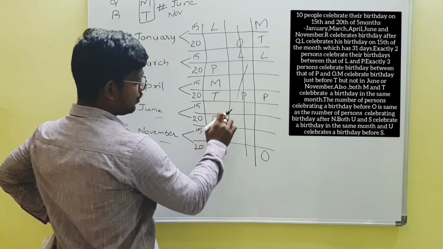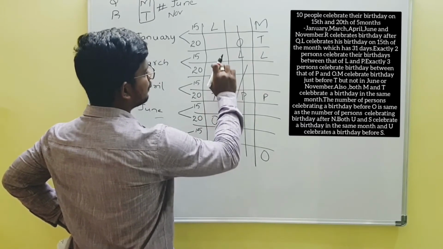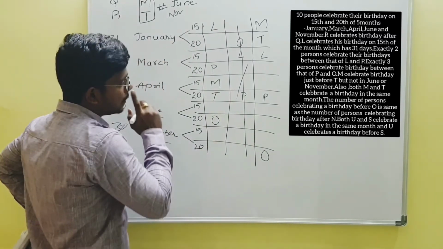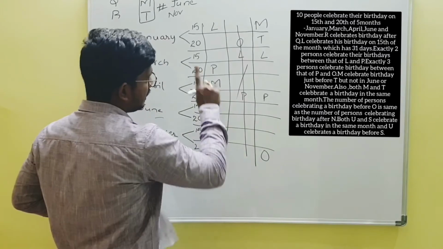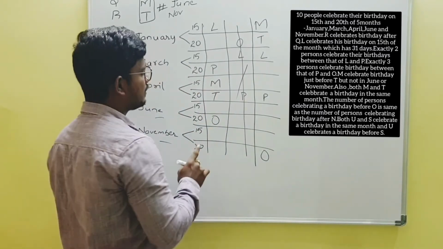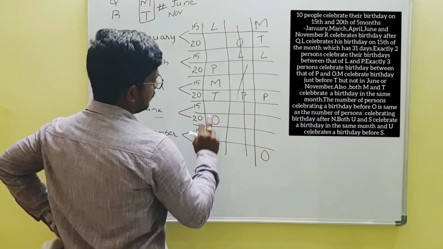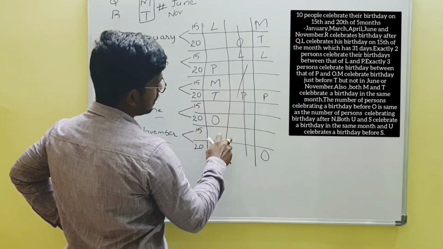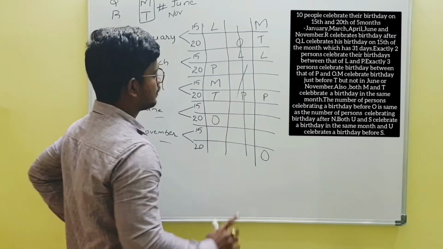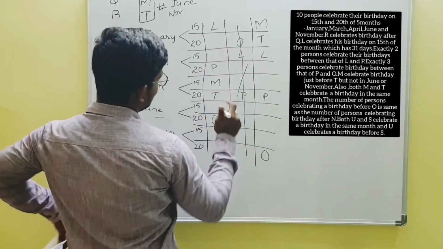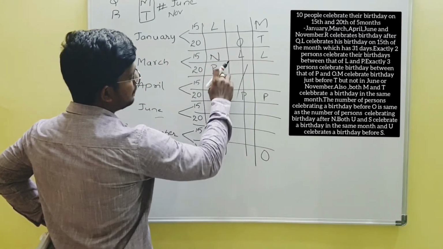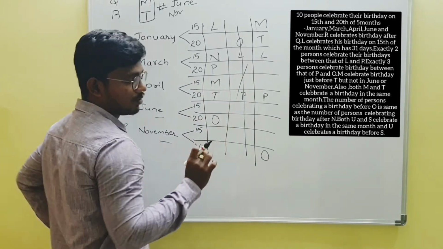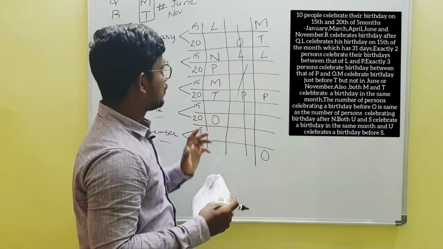So before O, in the first case, 1, 2, 3, 4, 5, 6, 7 persons are celebrating their birthday before O. So after N, 7 persons must celebrate their birthday. That is given in the statement. So if I place N here, 1, 2, 3, 4, 5, 6, 7 and 8, 8 persons will be there, so I can't place N here. If I place N here, 7 persons after N will celebrate their birthday: 1, 2, 3, 4, 5, 6, 7. Therefore, the statement is verified.